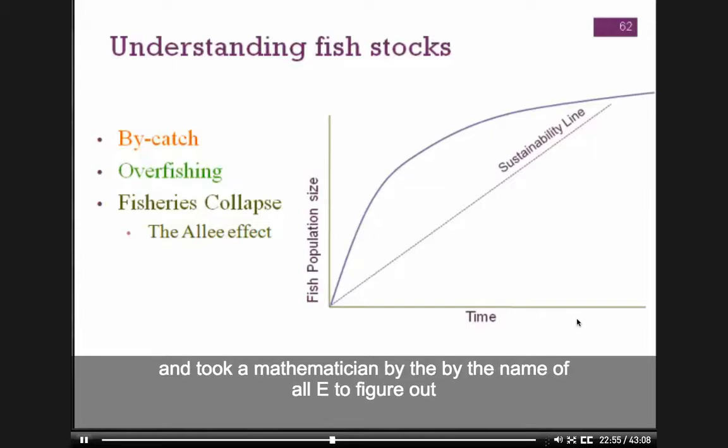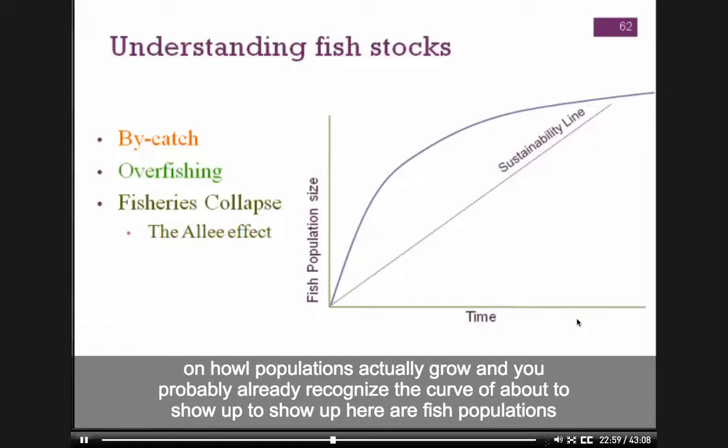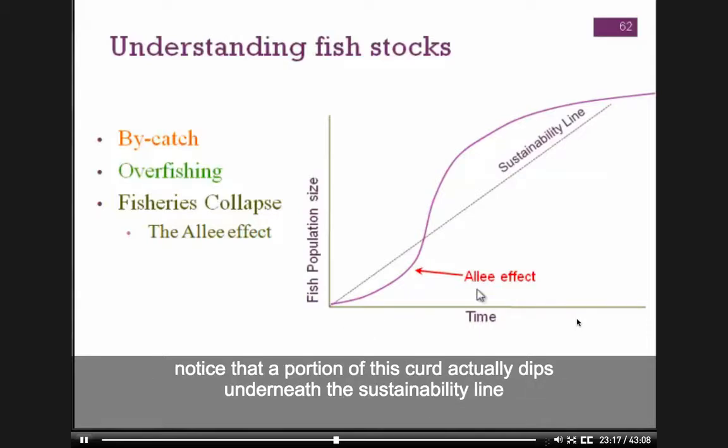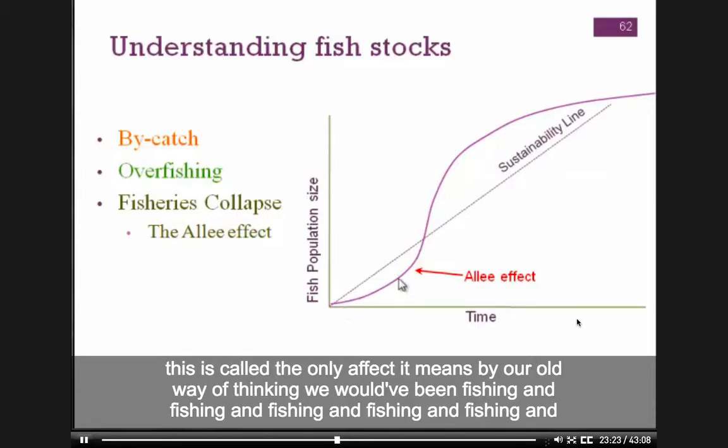And it took a mathematician by the name of Allee to figure out how populations actually grow. And you probably already recognize the curve I'm about to show up here. Fish populations actually grow like this, right? You guys recognize that? An S curve, logistic growth. We discussed that in the population growth lecture. Notice that a portion of this curve actually dips underneath the sustainability line. This is called the Allee effect.